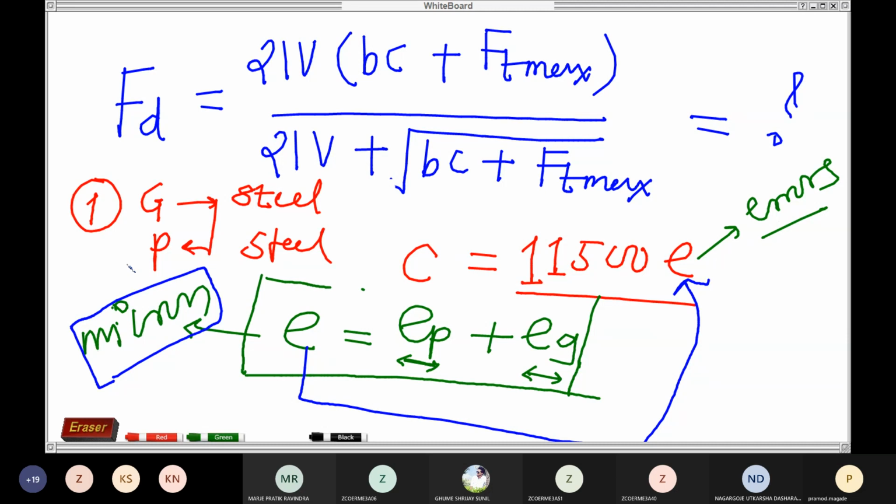Write down, small e is equal to EP plus EG. Error in pinion and error in gear, with the addition that we will have to add in the deformation equation, and then I'll get the deformation value C. That C value I will again have to put here in the FD equation. I'll get FD.